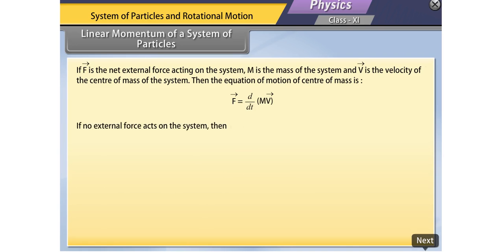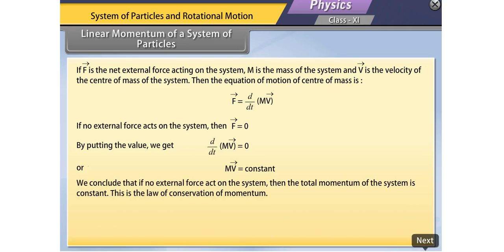If no external force acts on this system, then the F vector will be equal to 0. By putting the value of F vector in the above equation, we get d by dt of product of m and v vector is equal to 0. This equation can be written as mv vector is equal to constant. We conclude that if no external force acts on the system, then the total momentum of the system is constant. This is the law of conservation of momentum.